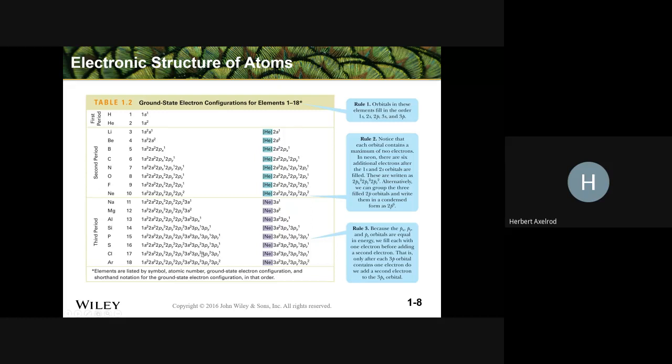But for sulfur, since we have 6 valence electrons in the 3p, what we have to do is spin pair 2 electrons in one of the px orbitals, and then add single electrons to the 3py and 3pz.